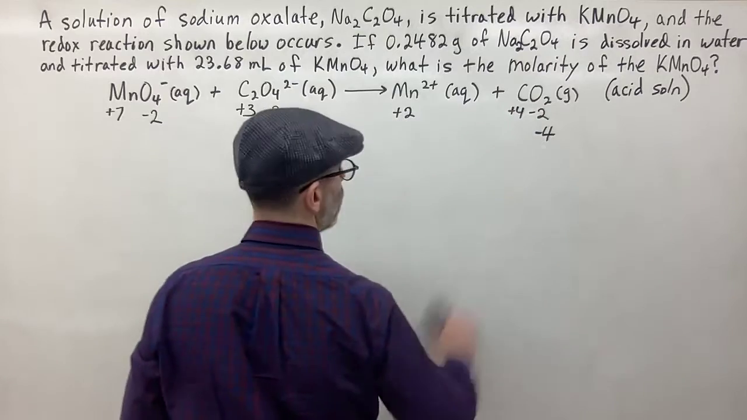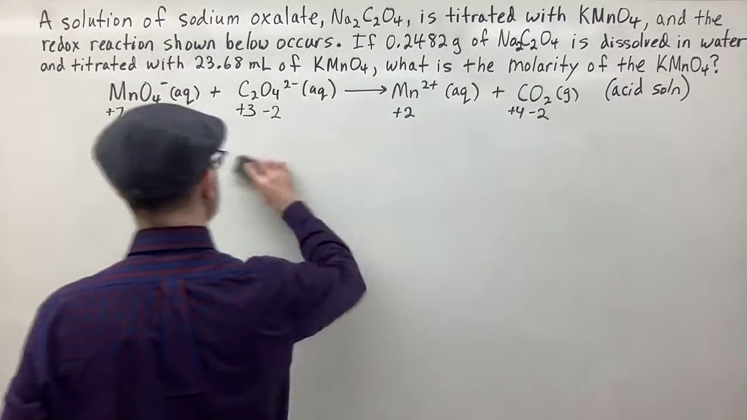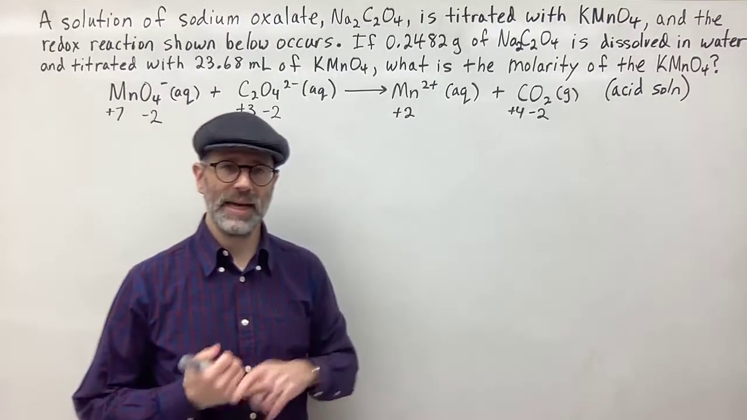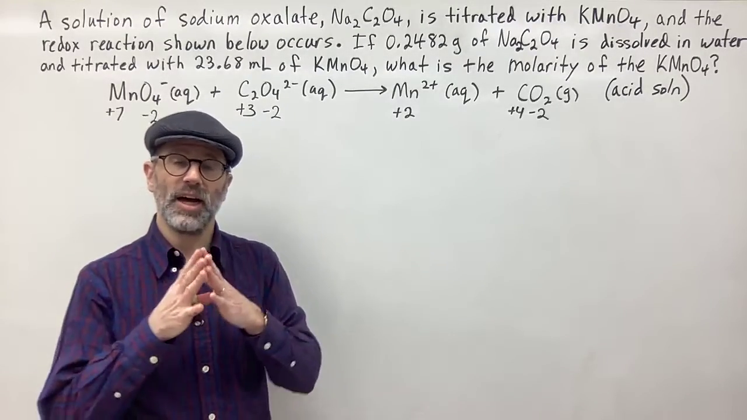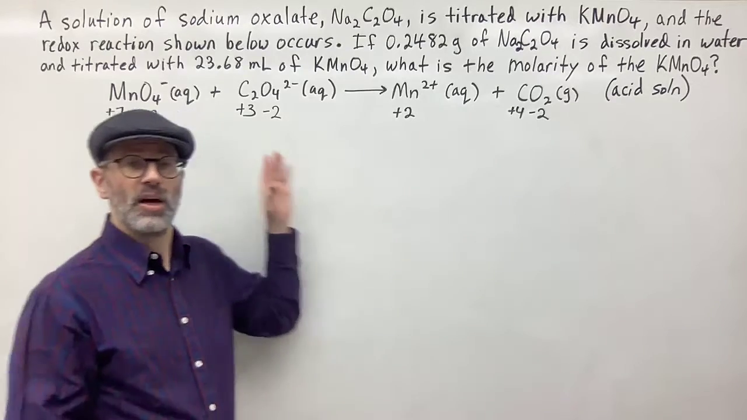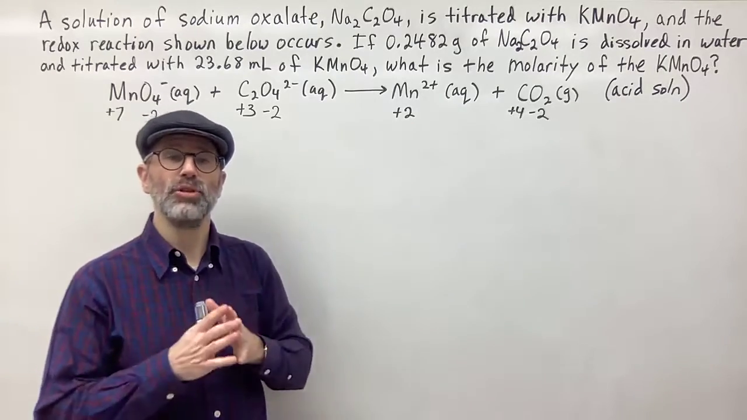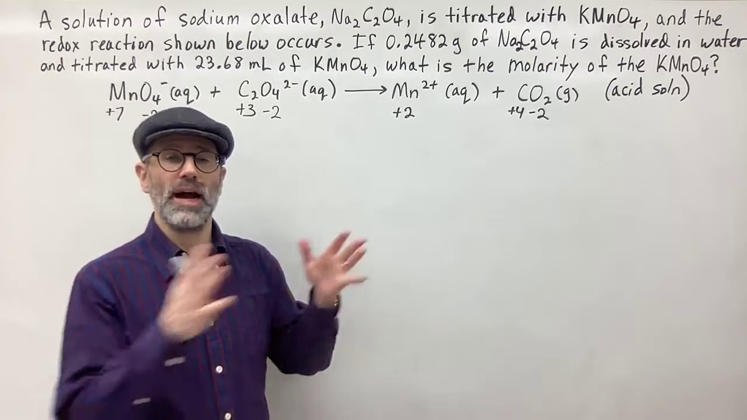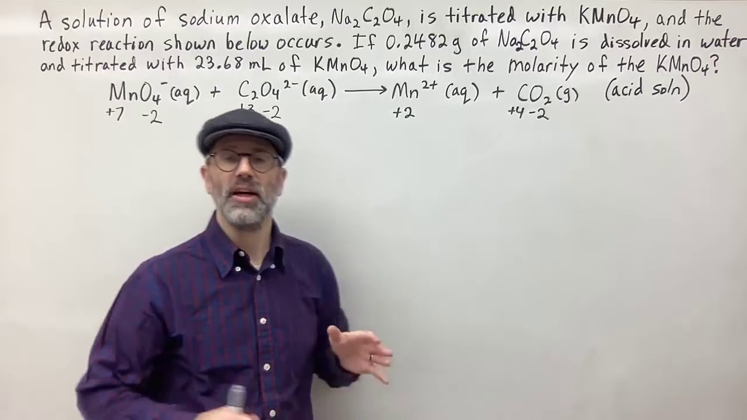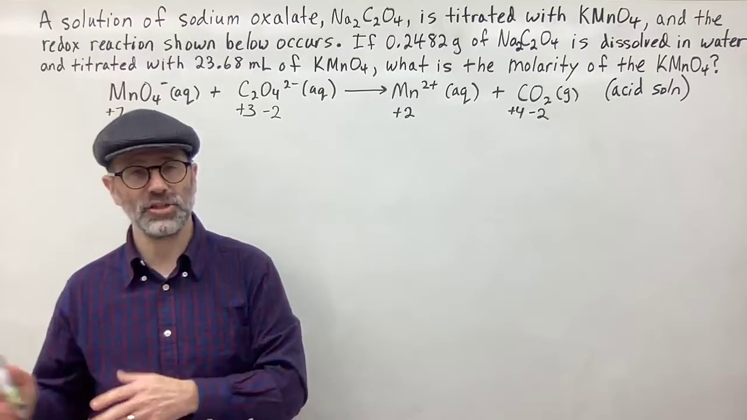And so let me go ahead and erase these. Okay, so now that we're done with that, the next step is to divide up the redox reaction into two half reactions. One half reaction is going to be the reduction half reaction. The other one is going to be the oxidation.